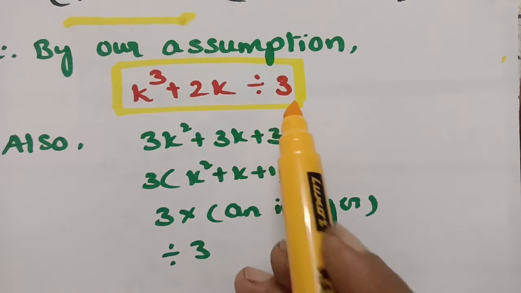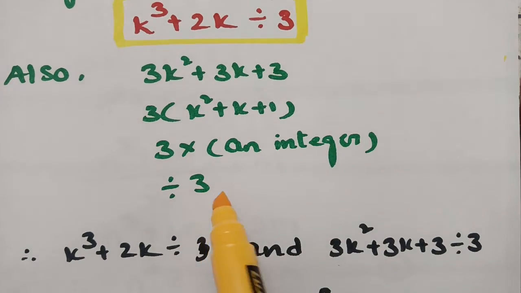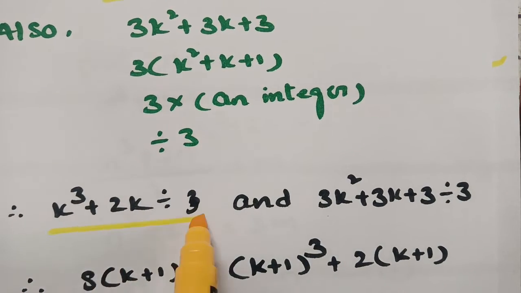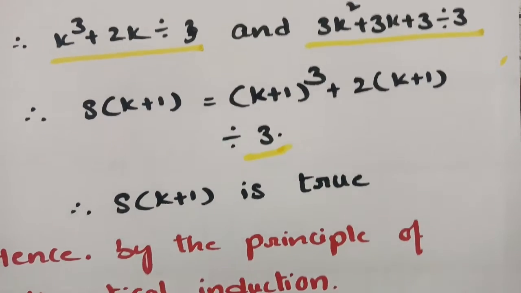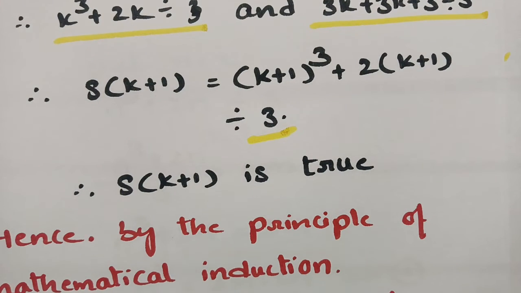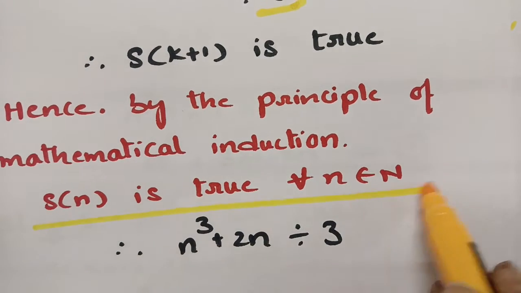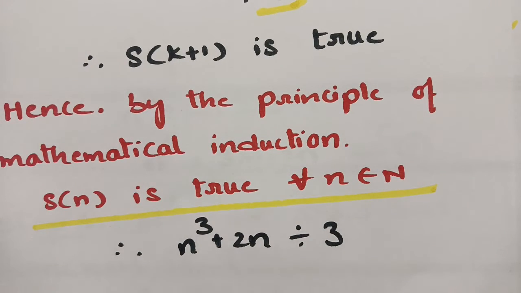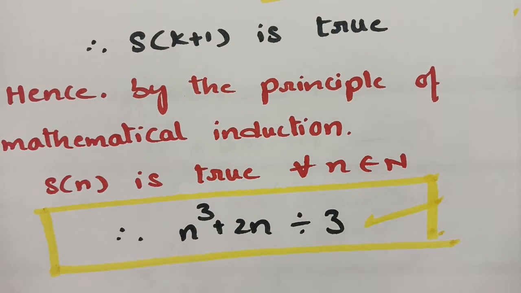So according to our assumption, this is divisible by 3, and after taking 3 as common, this is 3 into an integer which is divisible by 3, and therefore the first term is divisible by 3 and the second term is divisible by 3, and therefore this addition is also divisible by 3, and therefore S of k plus 1 is true. So it is true for n is equal to 1, 2, 3 and k plus 1. Therefore it is true for any natural number, and hence by the principle of mathematical induction, we say that S of n is true for n belonging to the natural numbers. Therefore n cube plus 2n is divisible by 3, and this is how we have to show that.